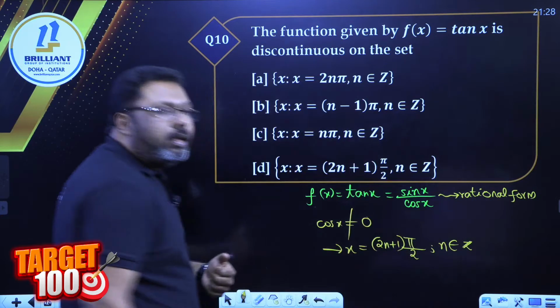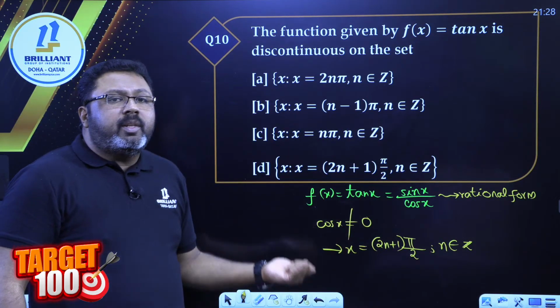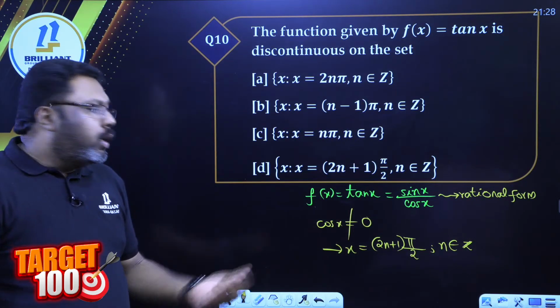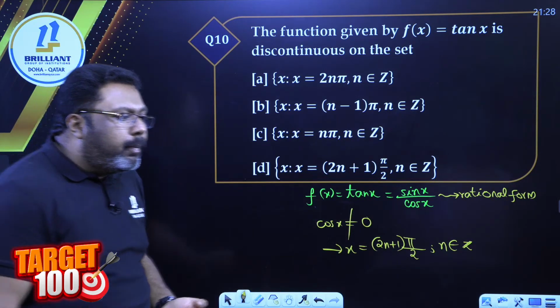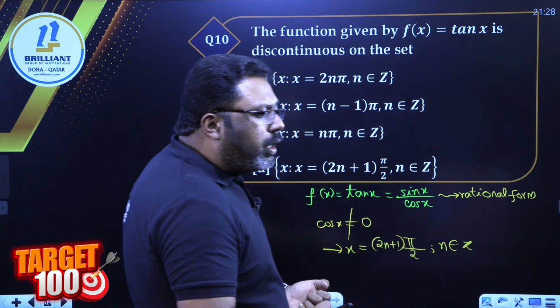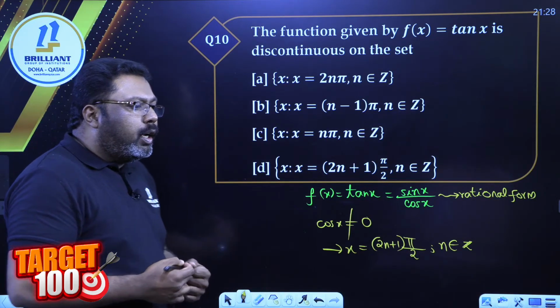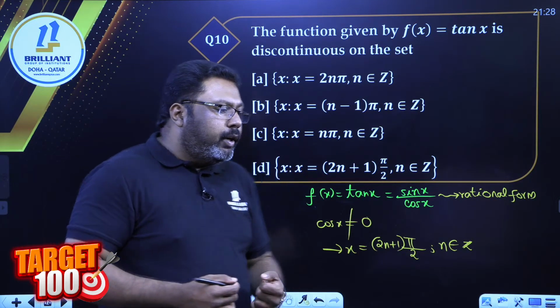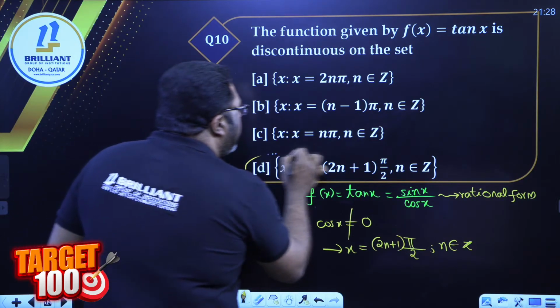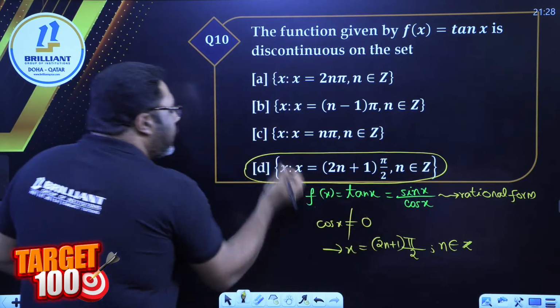Clear, my dear students? What is the value of x which makes my cos x 0? Odd multiples of pi by 2. Very good, Prapti, Hadia, Hafez, Nithin, Raina, Abdul and Faris. Very good. So the answer is option D.